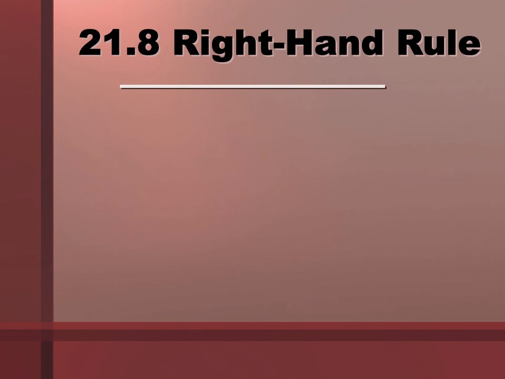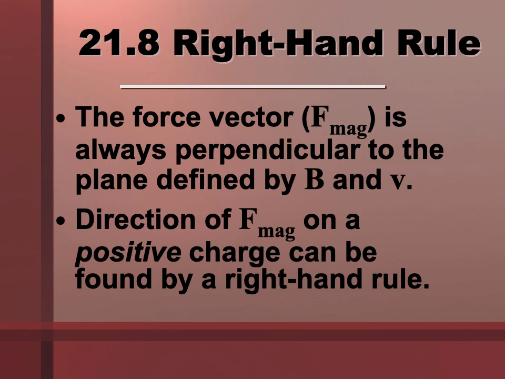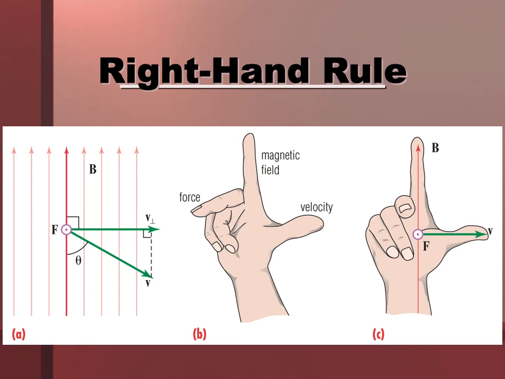So how we know about this is what's called the right-hand rule. The force vector is always perpendicular to the plane defined by B and V. And the direction of F mag on a positive charge can be found by a right-hand rule. Okay, so this works specifically for positive charges, and it's called the right-hand rule.